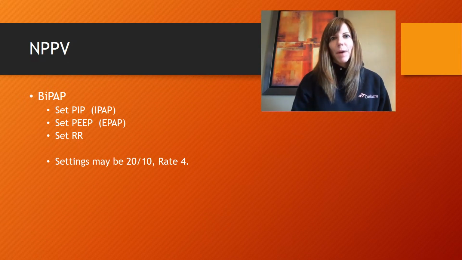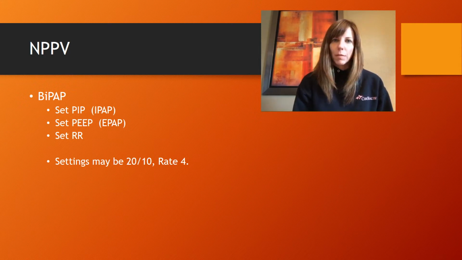Okay, when you set up a BiPAP, it's going to be because somebody's hypercapnic. Their CO2 is too high, they're having ventilatory failure, and maybe even oxygen failure. Their O2 may be low whenever you get that ABG. So you'll set your IPAP. That will help get rid of your CO2.